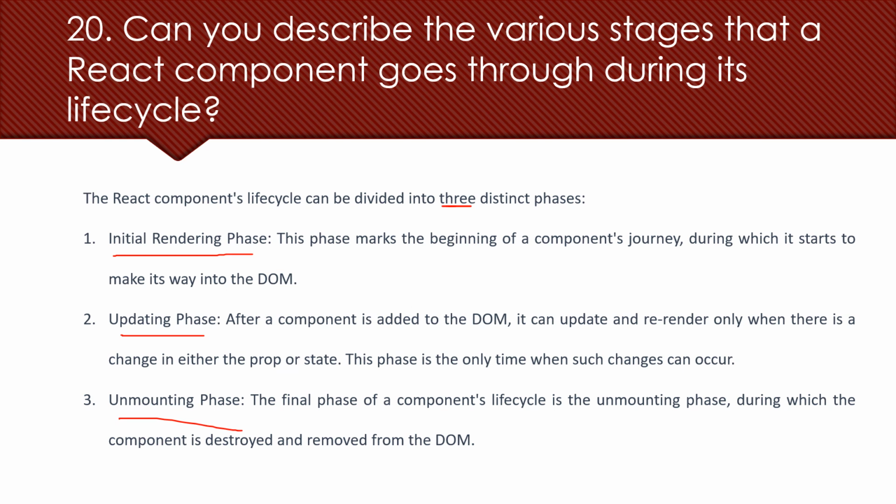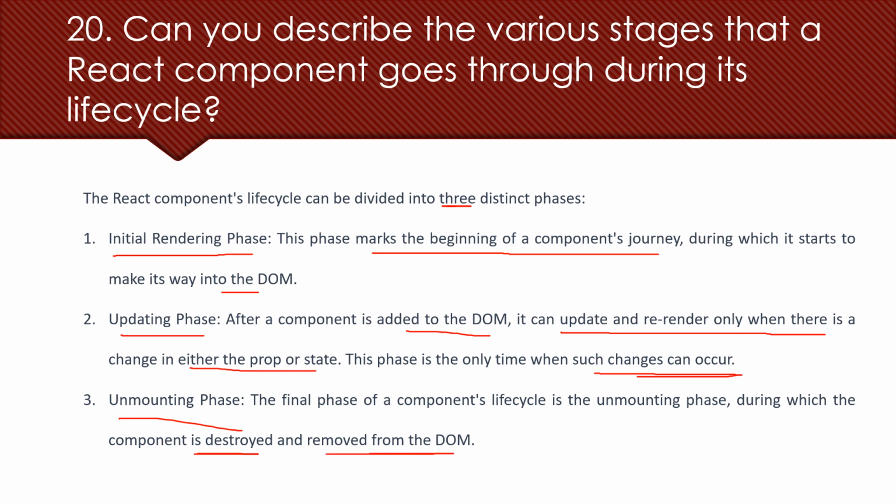The initial rendering phase marks the beginning of the component's journey, during which it starts to make its way into the DOM. The updating phase is when a component that is added to the DOM can be updated or re-rendered only when there is a change either to the props or state. This phase is the only time when such changes can occur. This is the time when we can change the state and props of our component, and that will re-render our component onto the DOM. And the third phase is the unmounting phase, the final phase of the component's life cycle, where the component is destroyed and removed from the DOM.